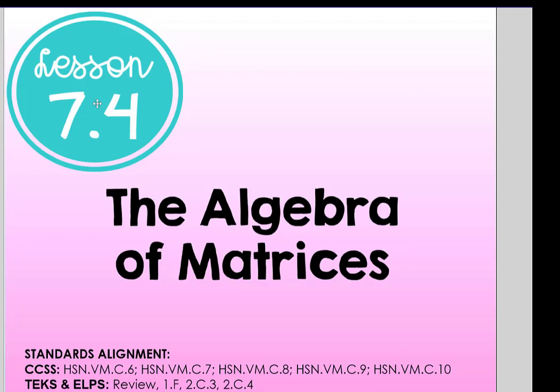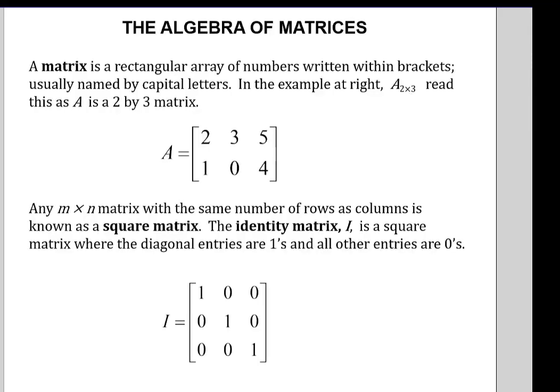Okay, we're in lesson 4 today. We're talking about the algebra of matrices. Remember, a matrix is a rectangular array of numbers written within brackets, and we usually name those matrices with capital letters. In this example below, you see that A is a 2-row by 3-column matrix, and we said earlier that we could say that this is a 2 by 3 matrix.